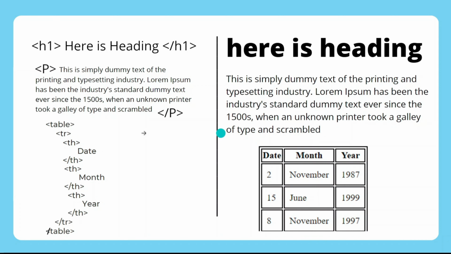I hope you remember that I told you there is a table heading: date, month and year, right? The same thing is showing here, and below the table content is there. Date is 2 and month is November and year is 1987, and the same below, right? So the tags don't show in actual format when run on the browser, but it shows the actual content inside the tags.